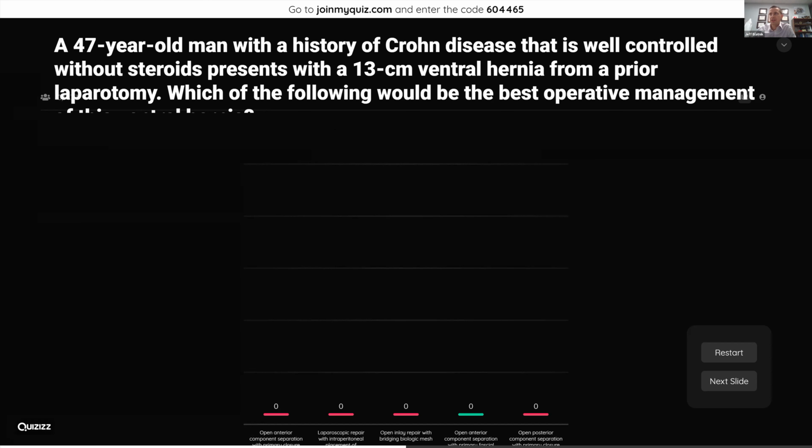So of all the options that are available here, D is the best answer of a component separation with primary fascial closure and retrorectus placement of mesh. You could certainly make the argument of a posterior component separation if it included fascial closure and extraperitoneal mesh placement. But it was not one of the stems.